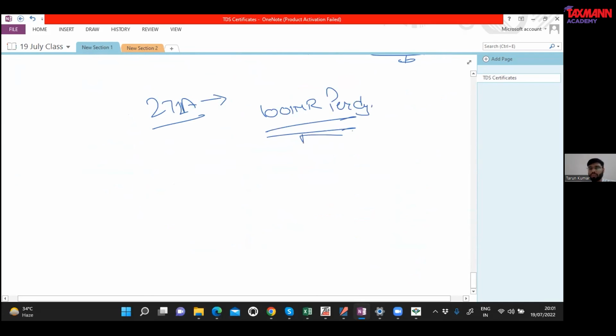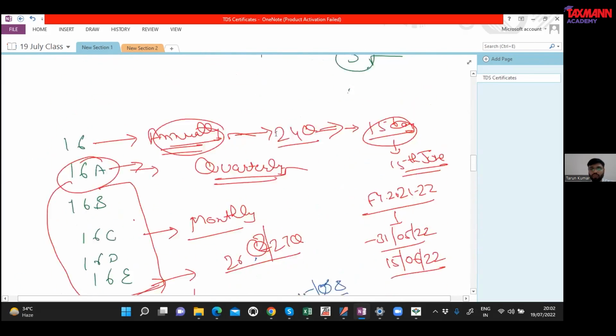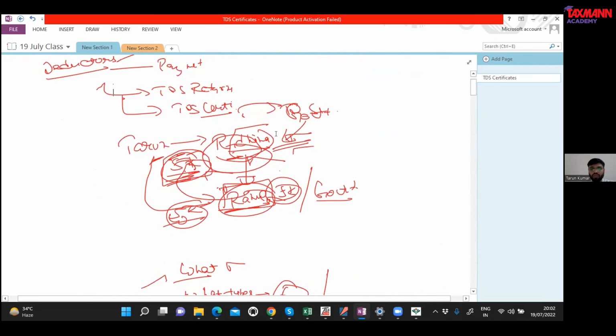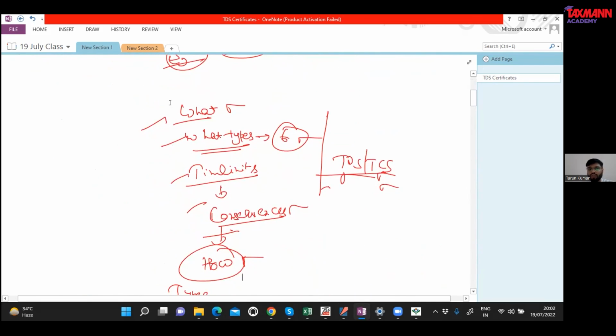So this is all about issuing TDS certificate, and I think we have covered the learning points of today's class. Initially we wrote down what we will learn after the class. I think you all must have understood by now what is a TDS certificate, what are the types of TDS certificates, what are the time limits, what are the consequences, and how to issue those TDS or TCS certificates. So this is all about today's chapter. Now if there are any doubts, we can take them.